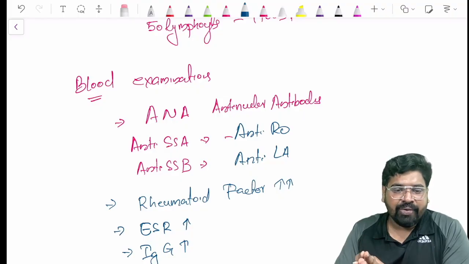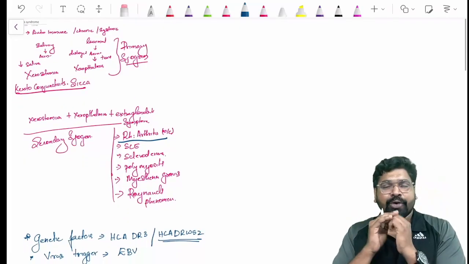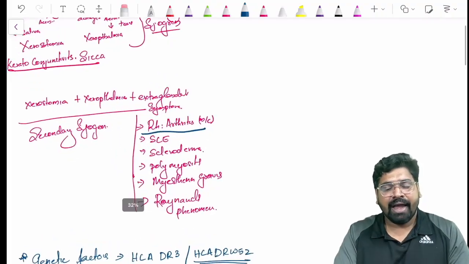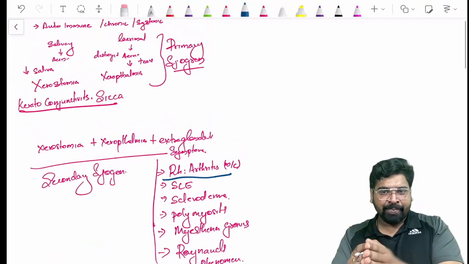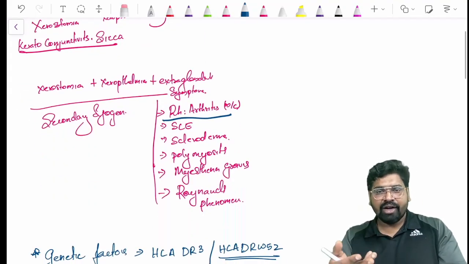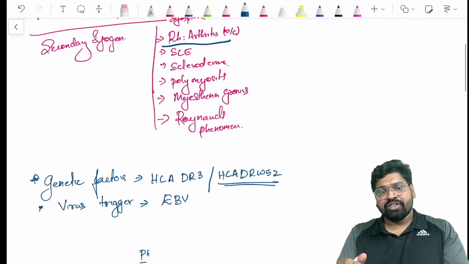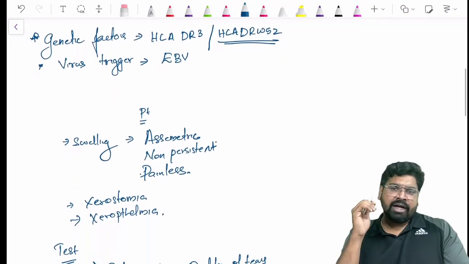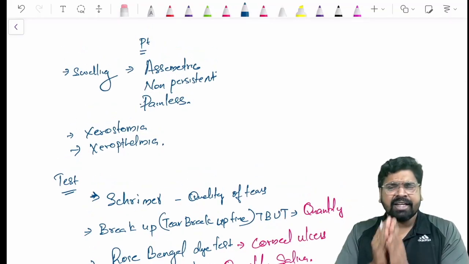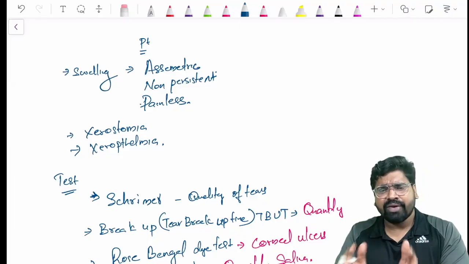We have seen Sjogren syndrome, and please remember it is a chronic systemic autoimmune disorder, and it can affect your salivary and lacrimal glands, causing xerostomia and xerophthalmia. That is primary Sjogren. If you have one extra glandular symptom, then it is secondary Sjogren, mostly with rheumatoid arthritis. The genetic factor is HLA-DR3, and how the presentation and the diagnosis is the question. There are so many questions from this part.